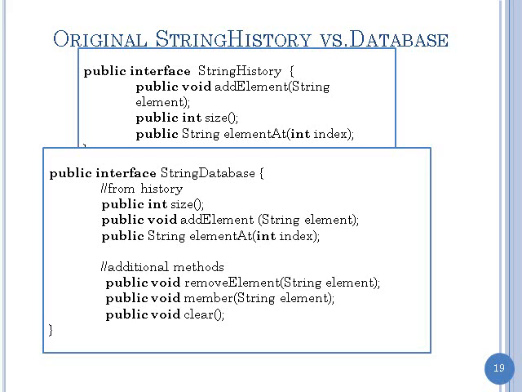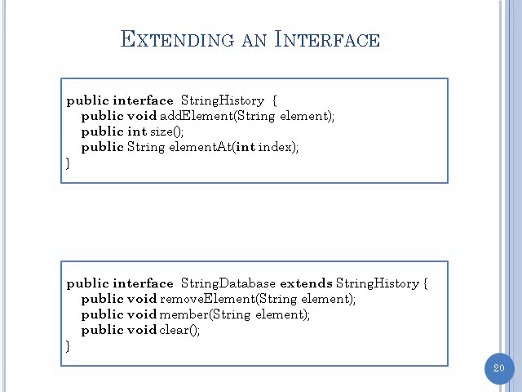So, this is our original string history and string database where everything was reproduced. Now we have a much cleaner picture. And the keyword we use, we could have used anything. We could have said inherits from. We could have said subclass of. We could have had some symbol. But Java chooses the word extends.